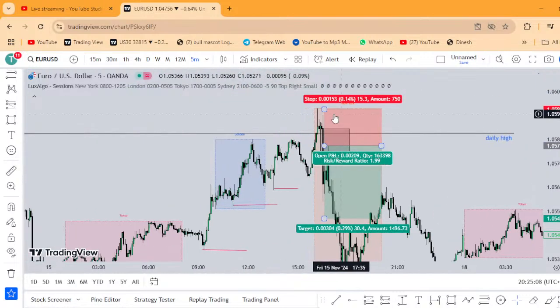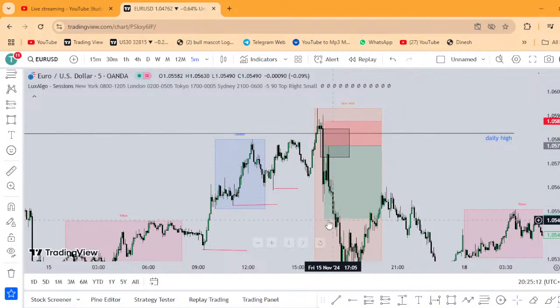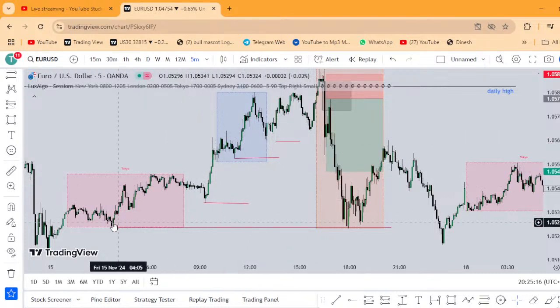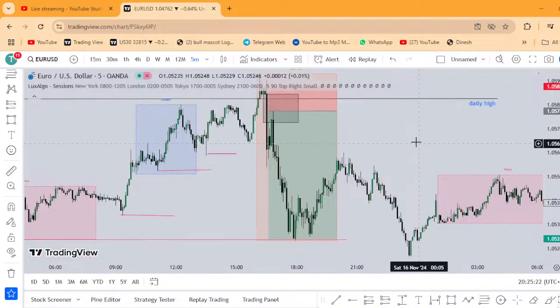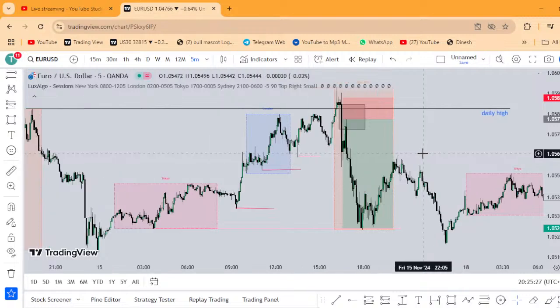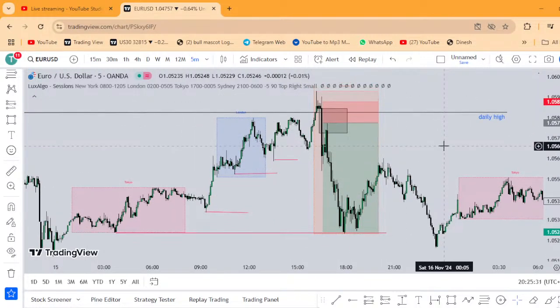You don't need a lot of pips. So you risk 10 pips to make 30 pips. Or you can say, I'll target the whole liquidity. So I'll target all these lows until this zone. You target it until down here. This is 1 to 5 RR, so you're risking 10 pips to make 50 pips. That is how you use liquidity.